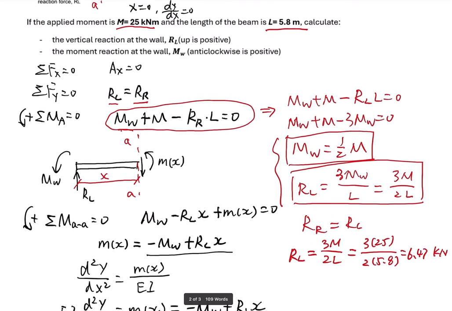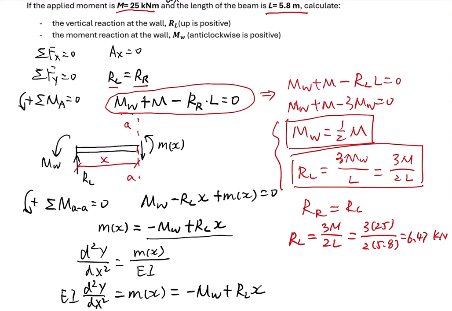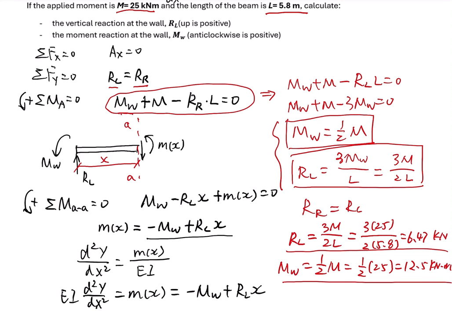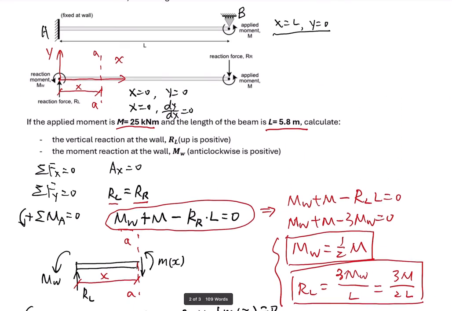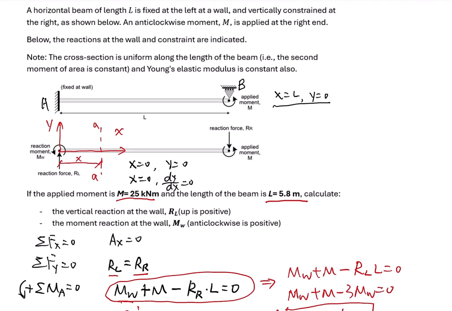This is positive, since going up is positive. So this is RL. MW is equal to 1 over 2 M, which is 1 over 2 times 25, which is 12.5 kilonewton meters. Okay, so this is the solution, RL and MW. So this is the step-by-step solution for this question. Thank you.